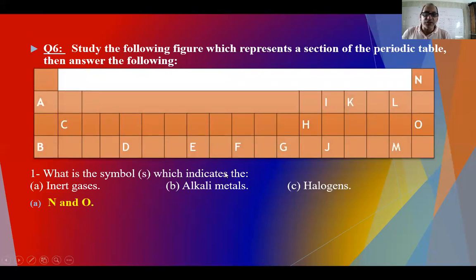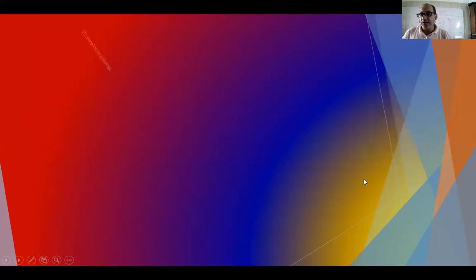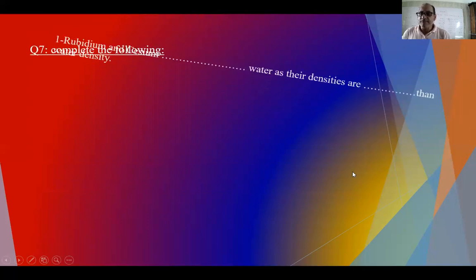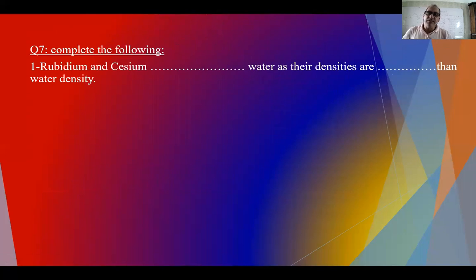Alkali metal, group 1A. So it's the first one, which means A and B here. Halogens are in group 7A, the group before the last group, which is L and M. So complete the following: rubidium and cesium. Now, do they float on water or sink in water? I think they sink in water because their density is higher than the water density.